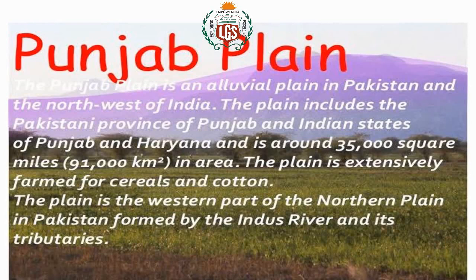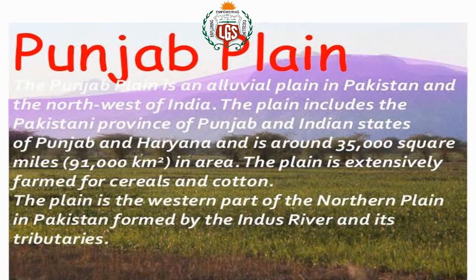We begin with the Punjab Plains. The Punjab Plains are in India, and they extend into Pakistan also. This plain in India spreads over the states of Punjab and Haryana, and it is extensively farmed for cereals and cotton. We know it is called the wheat bowl of India. This plain has flourished a lot. The Green Revolution started here. Then the first and rather big multi-purpose project, the Bhakra Nangal Dam, also lies in this area.